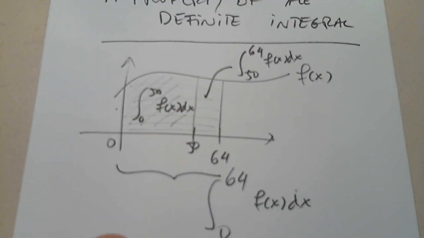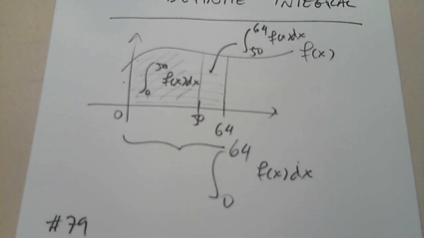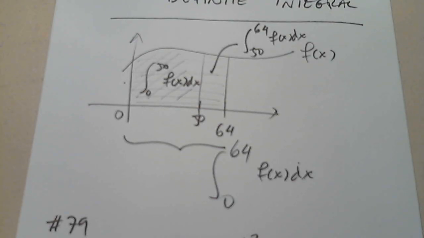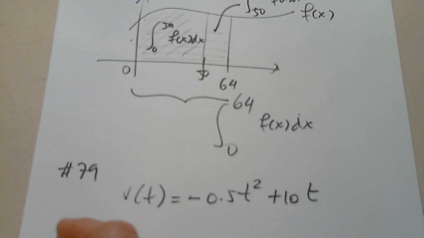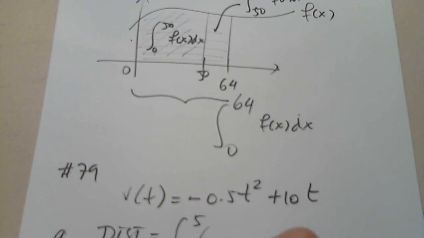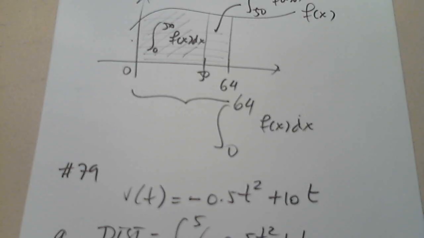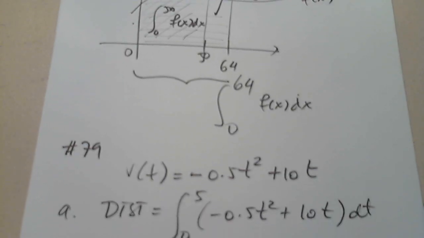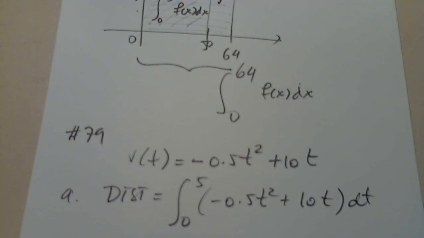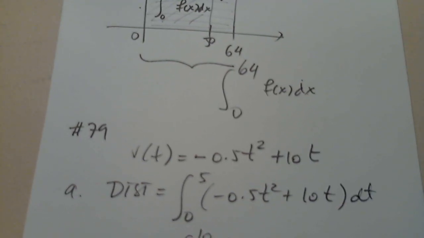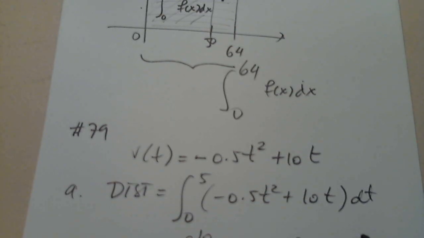Okay, let's work on 79. So we have v of t equals negative 0.5 t squared plus 10t. And they want us to find, part A, the distance between 0 and 5, the integral of negative 0.5 t squared plus 10t dt. And the second one, the other distance from 5 to 10, the integral of negative 0.5 t squared plus 10t dt.